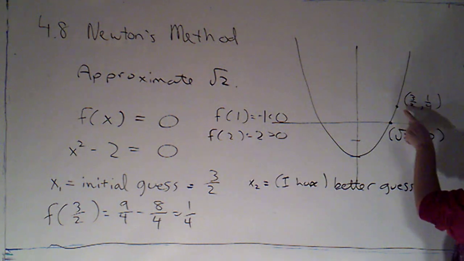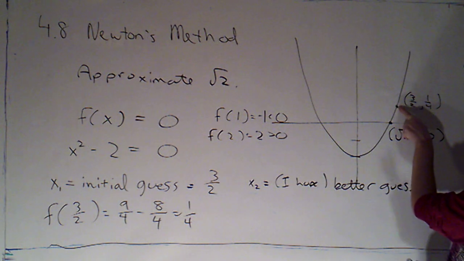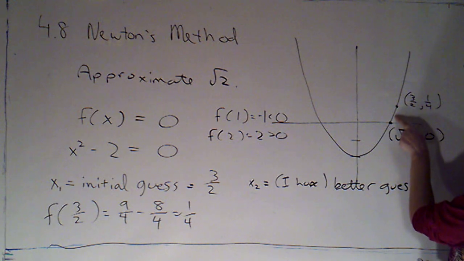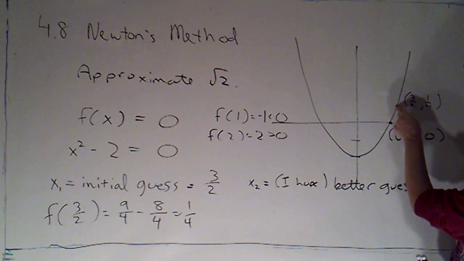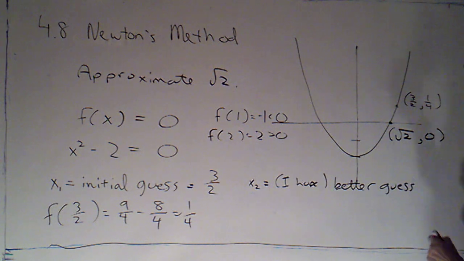Essentially, when I guessed 3/2, that put me here. Now, I can see what I'd like to do is just follow the graph until I get to this point right here, and that x value is going to be root 2. But I don't know exactly how to follow that graph.